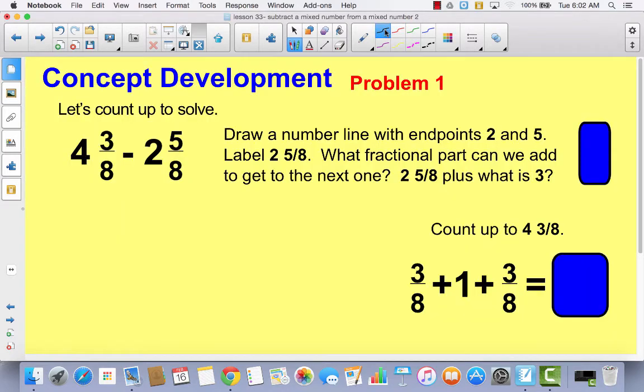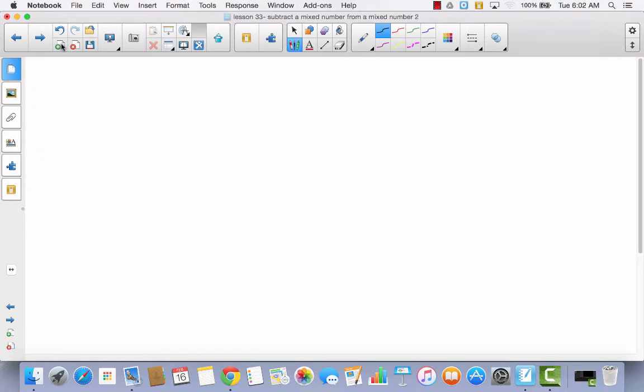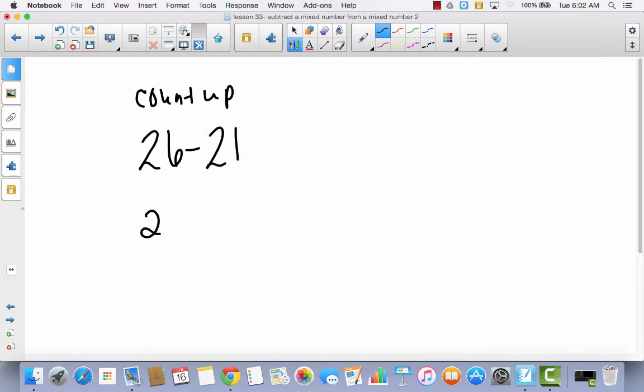All right, so first of all, we're going to think about when we subtract 4 and 3/8 minus 2 and 5/8, we're going to be counting up to solve this. Now, I want you to think about counting up for just a second without thinking about fractions for a minute. So let's think if we were doing 26 minus 21. And I said count up to solve, okay? So if I say count up to solve, that means I want you to start at 21, and I want you to count up until you get to 26.